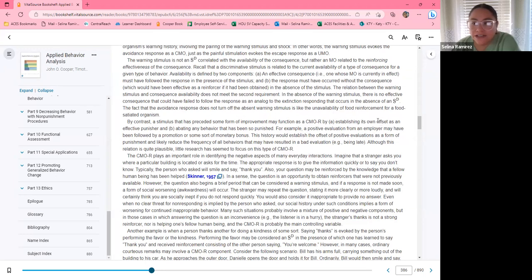Okay, so establishing its own offset as an effective punisher, abating any behavior that has been punished. For example, positive evaluation from an employer may have been followed by a promotion or some sort of momentary bonus. This history would establish the offset of positive evaluation as a form of punishment. Wait, why is it punishment? And likely reduce the frequency of all behaviors that have resulted in bad evaluation, being late. Although this relation is quite plausible, little research has seemed to focus on this type of CMO-R.